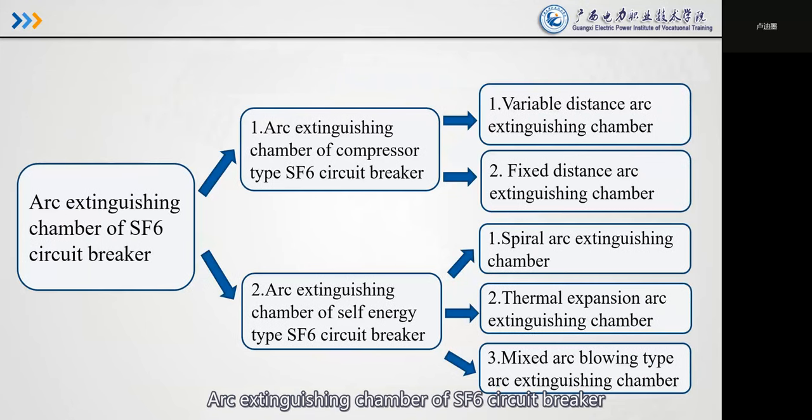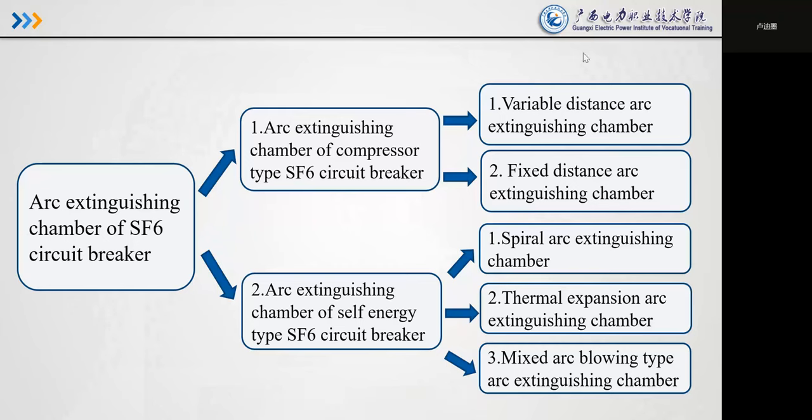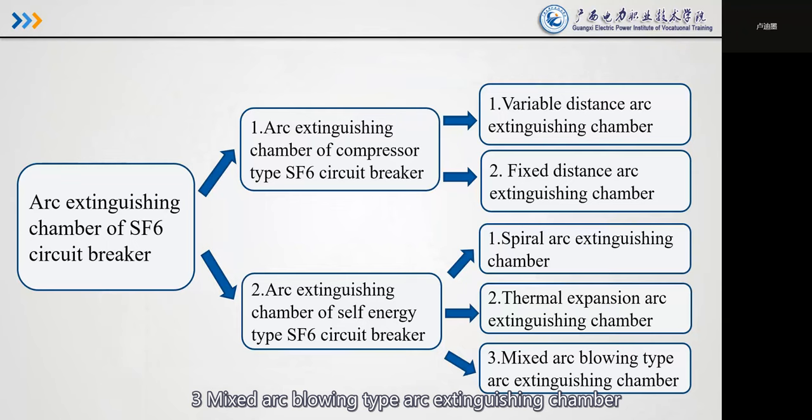Arc extinguishing chambers of SF6 circuit breaker. 1. Arc extinguishing chamber of compressor type SF6 circuit breaker. It has 1. Variable distance arc extinguishing chamber. 2. Fixed distance arc extinguishing chamber. 2. Arc extinguishing chamber of self energy type SF6 circuit breaker. It has 1. Single flow arc extinguishing chamber. 2. Thermal expansion arc extinguishing chamber. 3. Mixed blowing type arc extinguishing chamber.